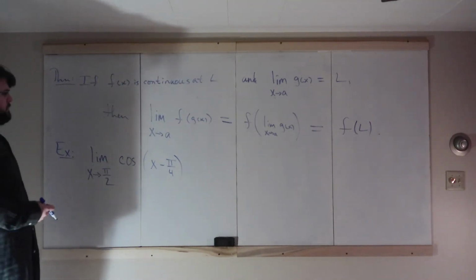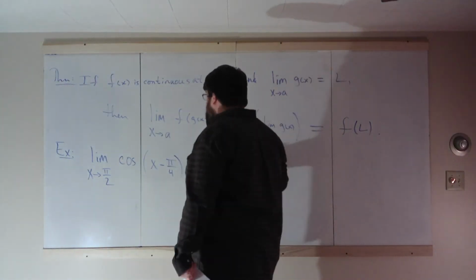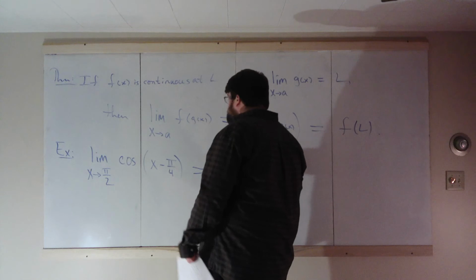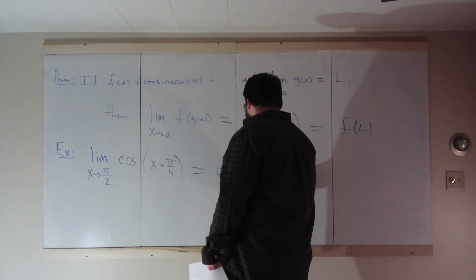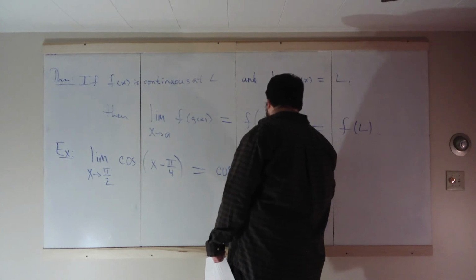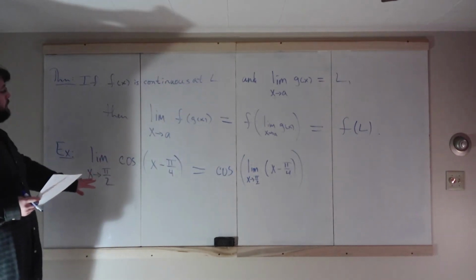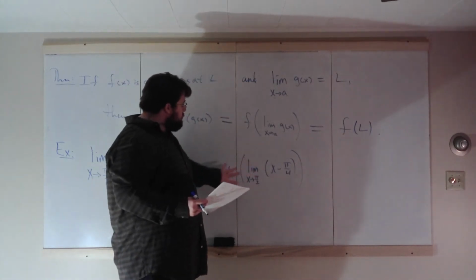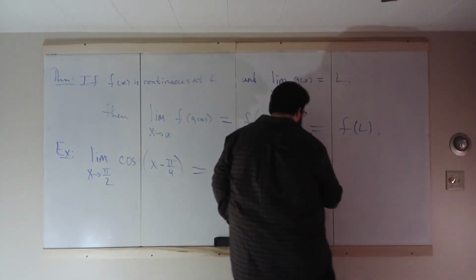How can we do this? Well, we can't use algebraic limit laws yet. What we can do, cosine is continuous on its domain, which is everywhere. So we can push, using this theorem, this limit inside. See what we did there? We have the limit of cosine of something, and with this theorem, we can then take this limit and put it inside the cosine. So we have cosine of the limit. And now, in here, we can actually evaluate that limit.